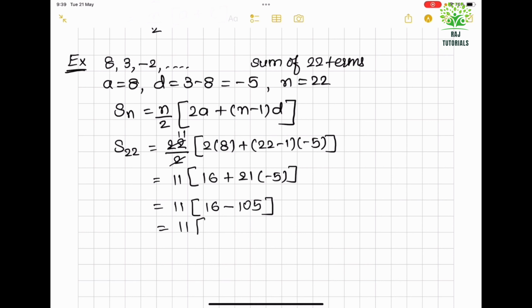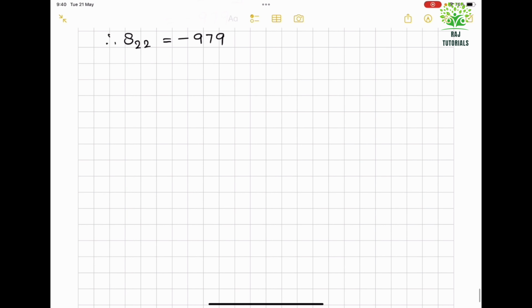So which in turn will be 11 into minus 89. So that will be equal to minus 979. So therefore I can say the sum of 22 terms is minus 979. Now let us see one more example.